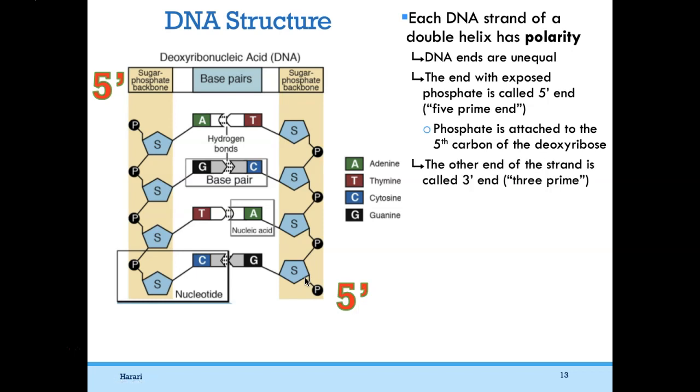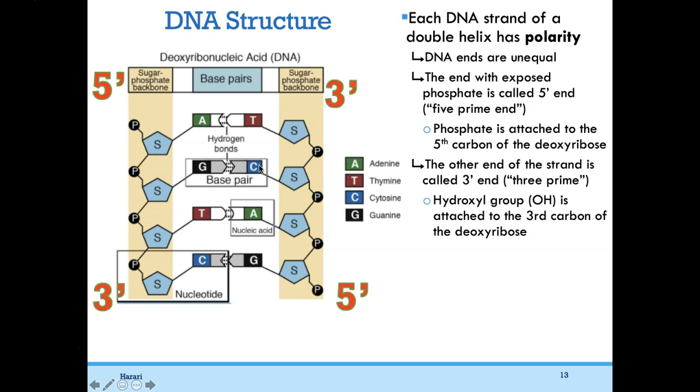The other end of the strand is called the 3' end. That's because the hydroxyl group, the OH of the sugar, which you can't really see here, is attached to the third carbon of the deoxyribose. So there's an invisible OH here and up here. So there's the 3' end.